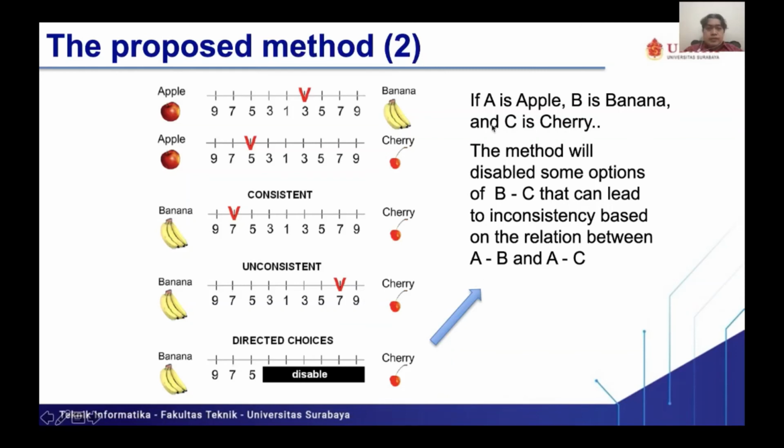For example, if A is apple, B is banana, and C is cherry, the method will disable some options of B and C that can lead to inconsistency, based on the relation between A and B and between A and C.